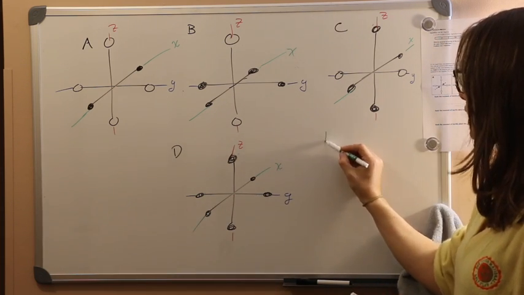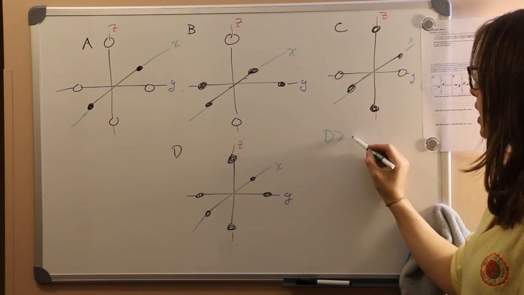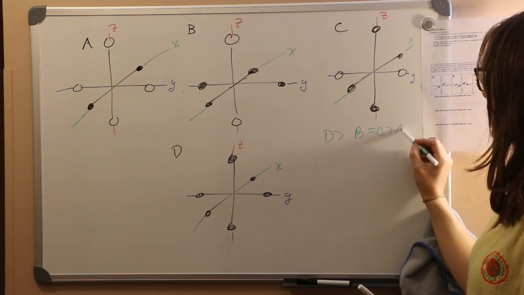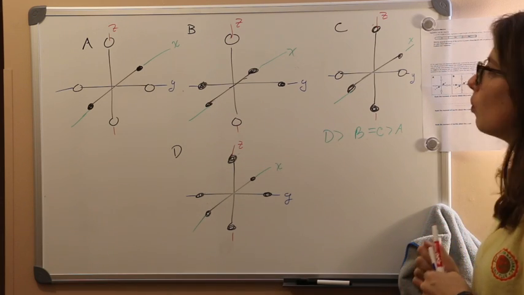So for our X ranking, D is going to be the most. It's going to have B and C tied, and then A. Let's go on to our y-axis ranking.